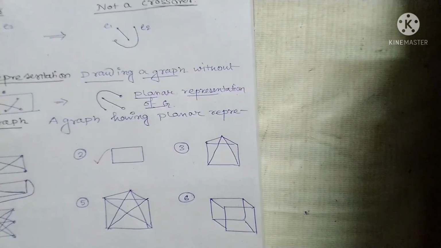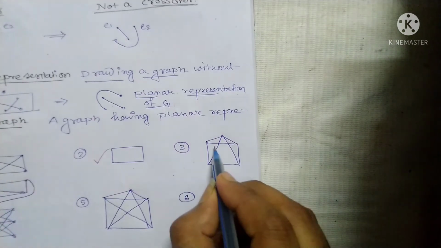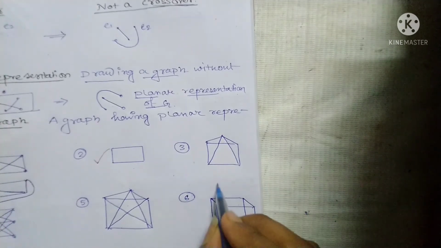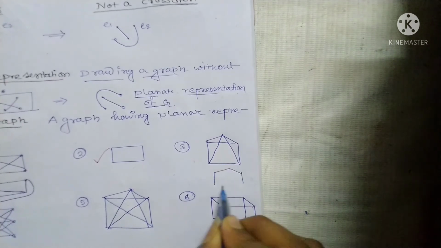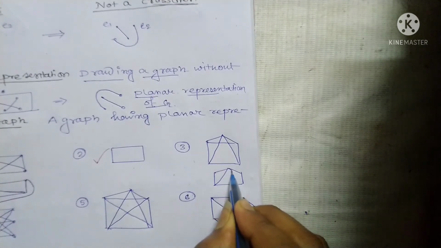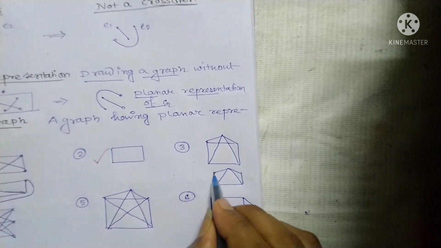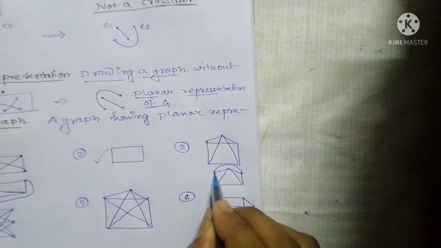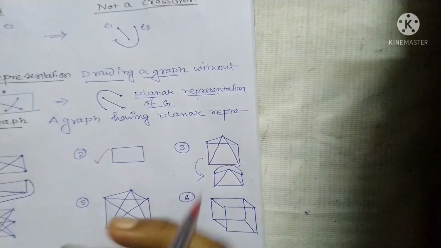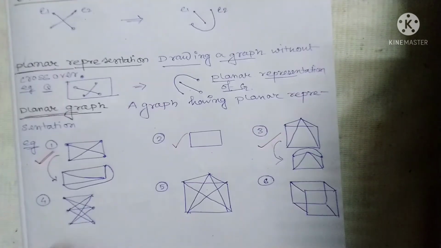Okay, fine. Just try this one, and I'll pause this video, and after that you can match with me. You can see there are 2 crossovers. One is here and another one is here. Let's try to remove the crossovers. I'm just drawing the edges like this, and this edge I can draw like this. So this is the planar representation of this graph. So we can say this is a planar graph.